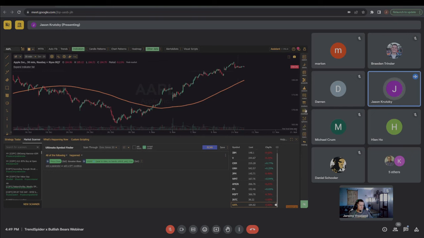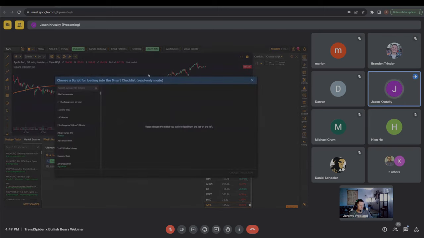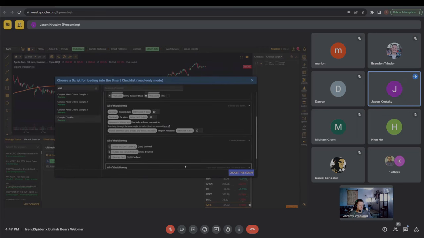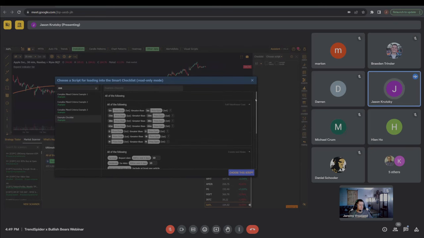Let's talk real quickly about the smart checklist, because the way that I look at the smart checklist is like a very functional, very unique indicator. So I'm going to open an example checklist. This is something that I've pre-built here. Now, if we scroll very briefly through these conditions, this is a very intense set of conditions. We're looking for green candles across all of these time frames: the 5, the 15, the 30, the 65, daily, weekly, monthly. We're looking for green candles.